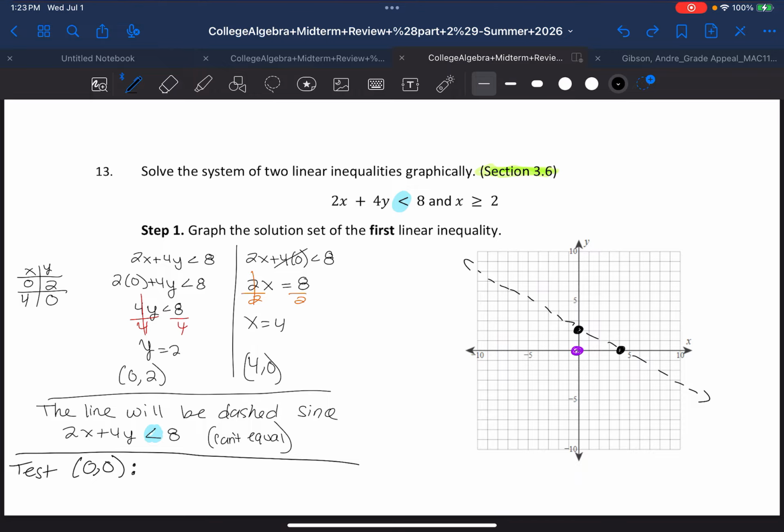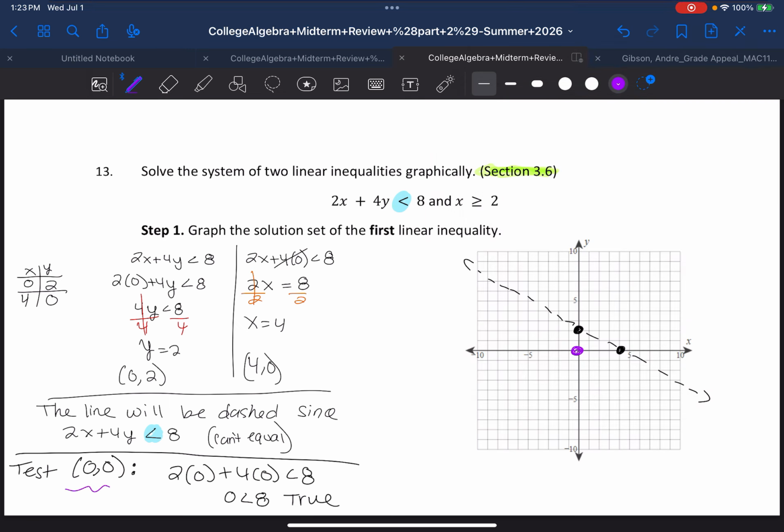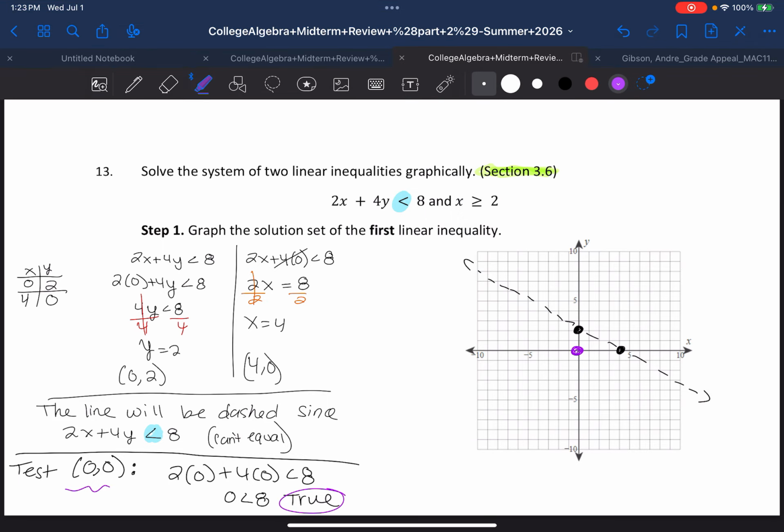Okay, so I'm going to plug 0 in for x and 0 in for y. So 2 times 0 plus 4 times 0 is less than 8. Is that true? Well, everything on the left will just become 0. 0 plus 0 is 0. And 0 is less than 8, so that is true. So I will shade the side where 0, 0 is on.